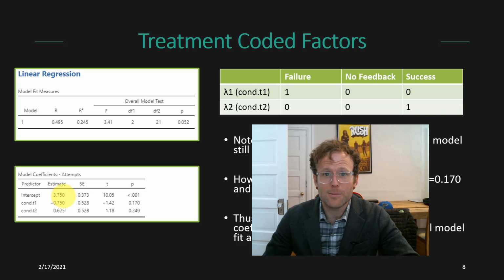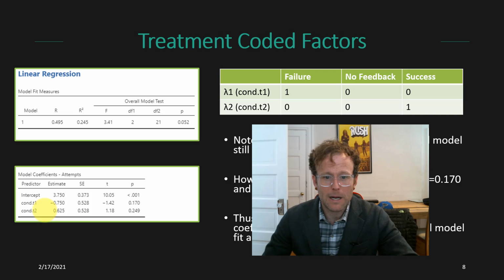But here, for x to be 0 across both codes, right, you have to be in the no feedback condition. Because in our first variable, con t1, 0 could mean you're in the no feedback group or the success group. But for con t2, 0 means that you're in the failure group or the no feedback group. So in order to be 0 on both x's, you have to be in the no feedback group. So now, rather than being the predicted value on average across groups, 3.75 is the mean number of attempts in the no feedback group.